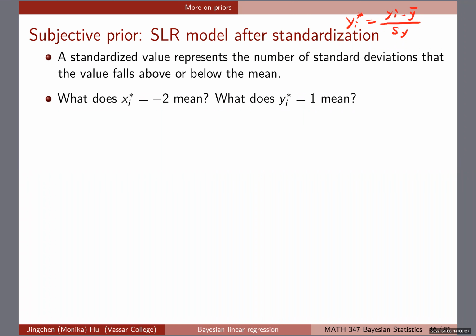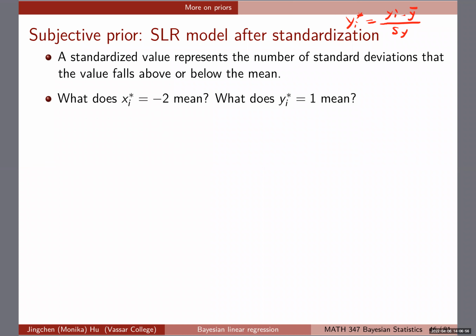Either this yi is above the mean or below the mean. So that's why maybe in the past you have heard this kind of rule of thumb. After we do standardization, if an observation is like 2 standard deviations away from my mean, then that is a kind of outlier or unusual observation. So that's what we mean: when you do standardization, the standardized value can give you the number of standard deviations above or below the mean of this yi.